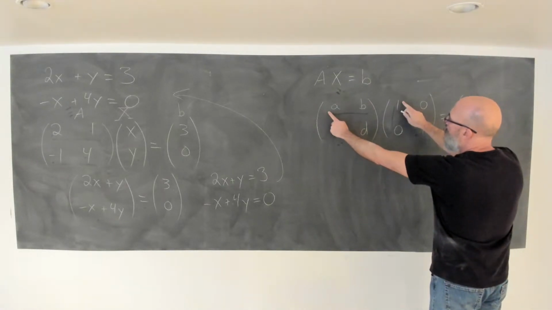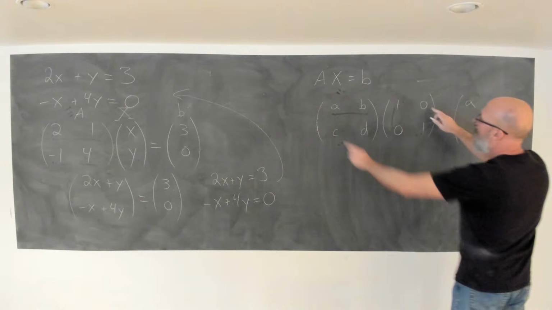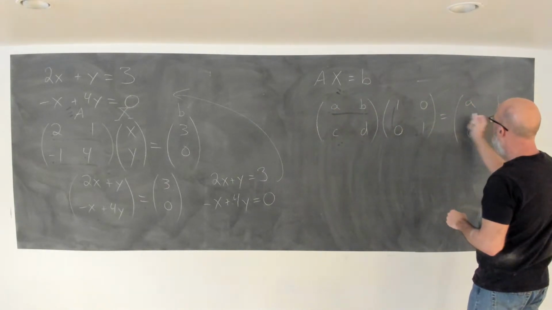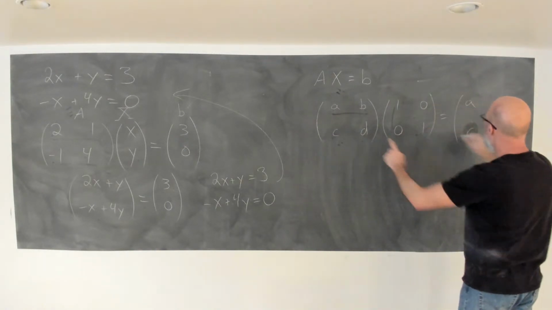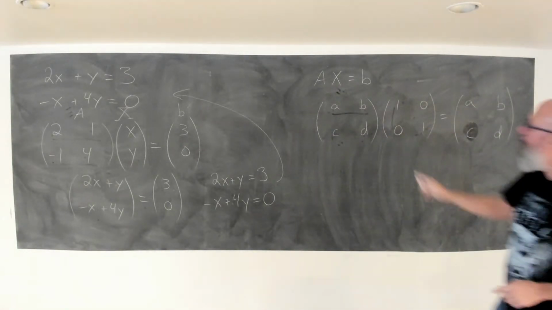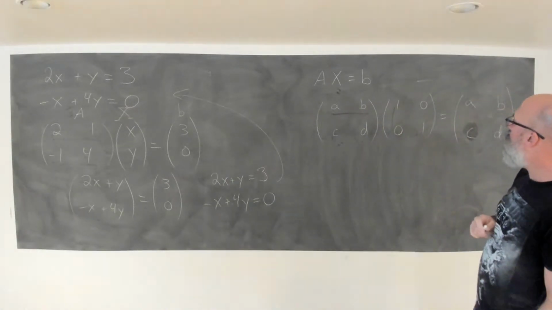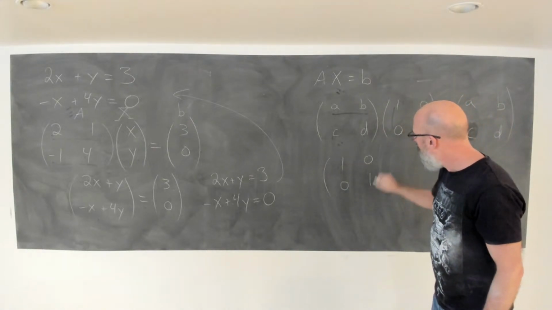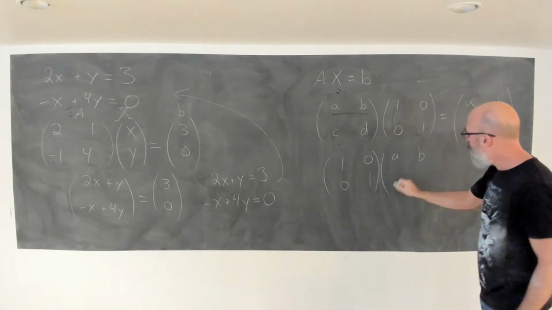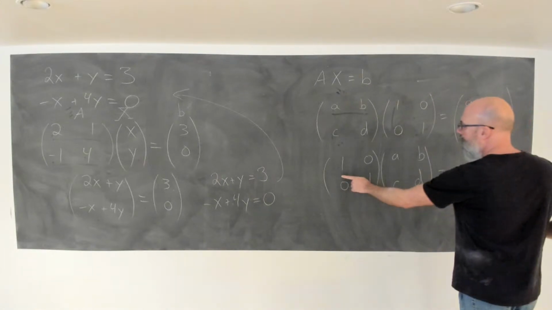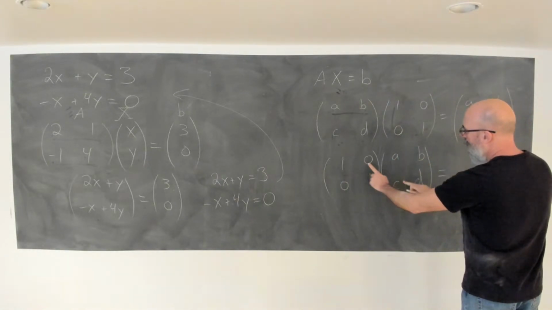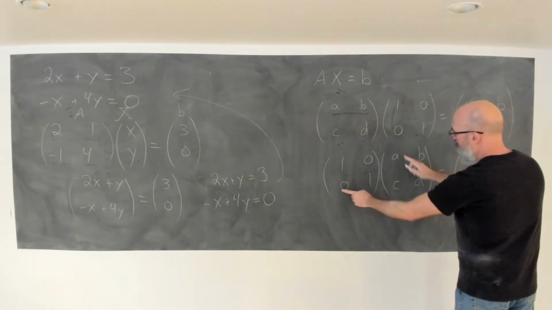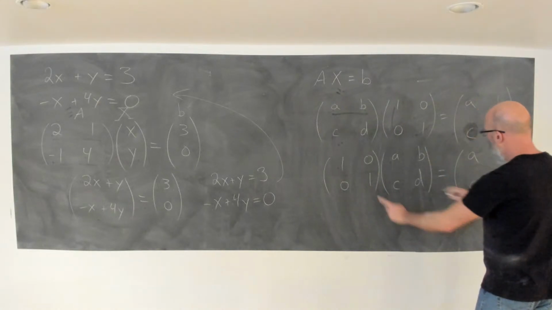If we do the multiplication, A plus 0, 0 plus B, C plus 0, and 0 plus D, right? Multiplying A, B, C, D times the matrix 1, 0, 0, 1 on the right gives you the same thing. Let's do it on the left. First row times first column. A plus 0, B plus 0, 0 plus C, 0 plus D.